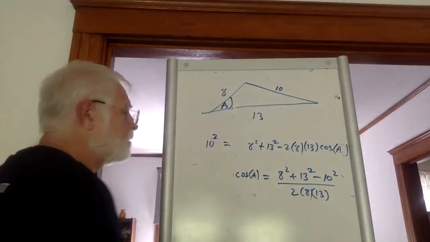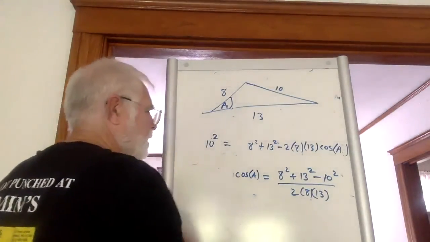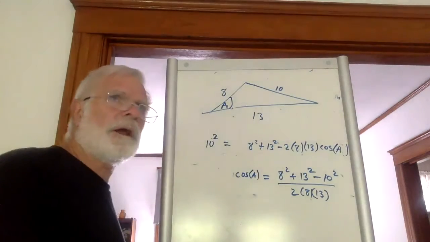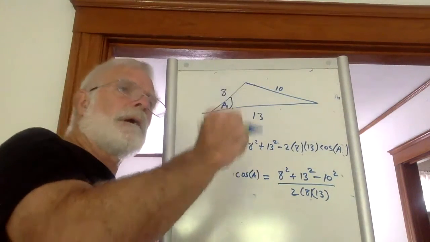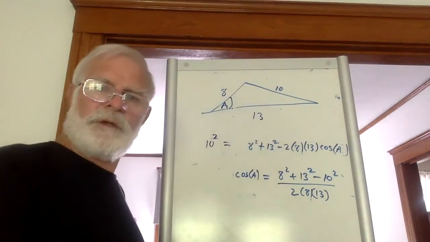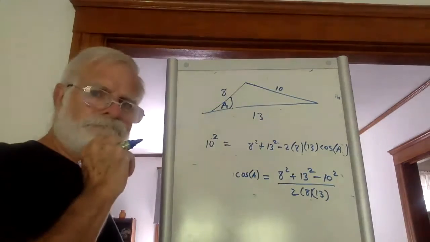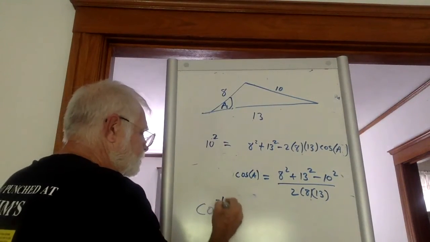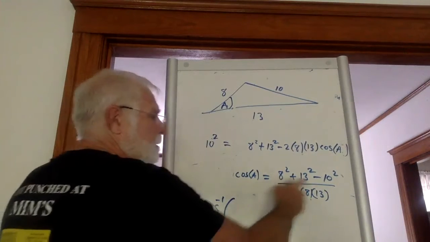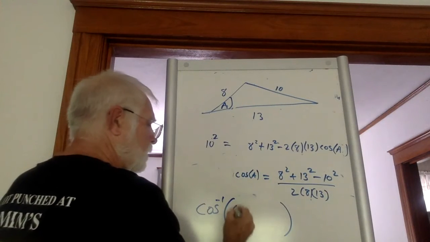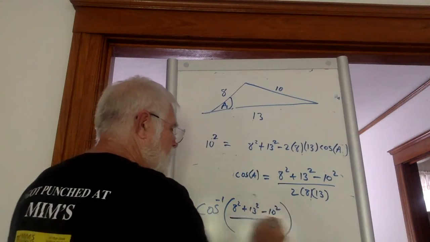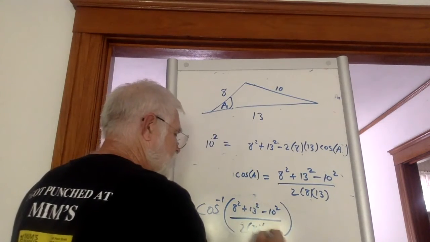Isn't that interesting? Well, I guess I got to undo cosine. Well, cosine is angle to ratio. I wonder what operation takes angle to ratio. What operation takes ratio to angle? Oh, yes, the inverse cosine. It takes this ratio, 8 squared plus 13 squared minus 10 squared, over 2 times 8 times 10.